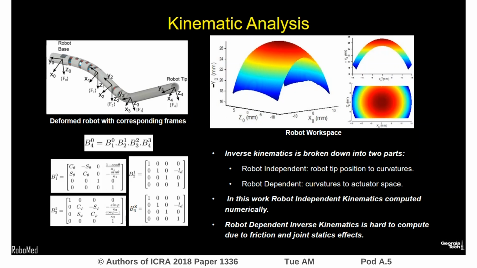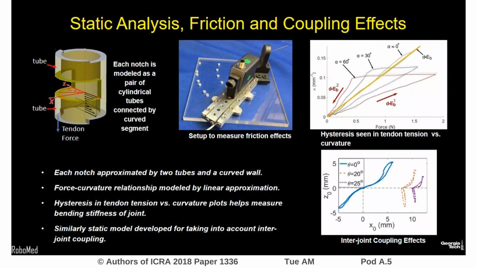Joint statics and friction effects contribute heavily towards the robot-dependent kinematics, thereby making this relationship non-trivial. This static relationship is approximated by a linear bending model. Each joint is composed of several notches, each of which is assumed to be made up of 2 cylinders connected by a curved wall. Furthermore, tendon routing adds friction losses to the static relationship.